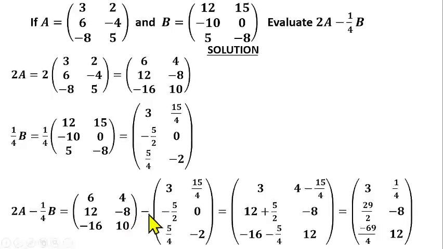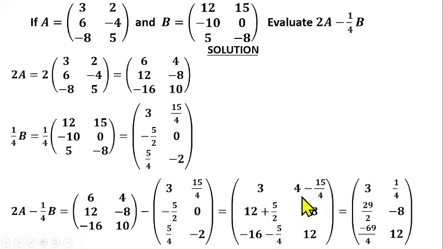Then we have minus 8 minus 0. So that will give us a minus 8. We have minus 16 minus 5 over 4. That gives us minus 16 minus 5 over 4. Then we have 10 minus 2. Minus times minus will give us plus. So we have 10 plus 2. That gives us 12. Then you can now simplify this further by finding the LCM and simplify.